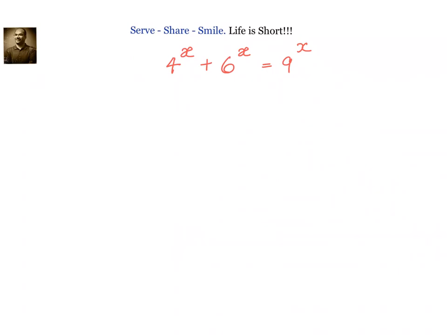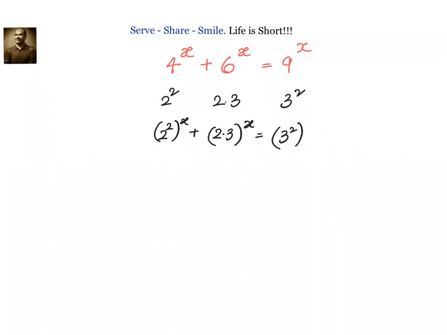4 power x plus 6 power x equals 9 power x. Now, from childhood, numbers have always been my passion. I look at the numbers and always see how they are related to each other. So the first second I looked at this problem, what struck me is 4 is 2 square, 6 is 2 into 3, and 9 is 3 square. So the given equation becomes (2 square) whole to the power of x plus (2 into 3) whole to the power of x equals (3 square) whole to the power of x.